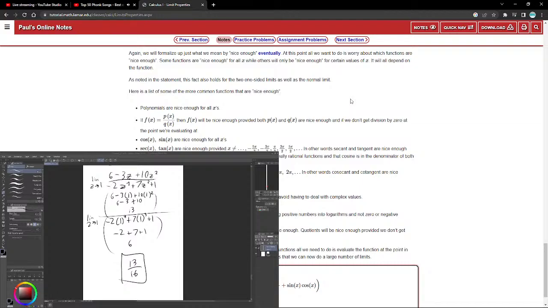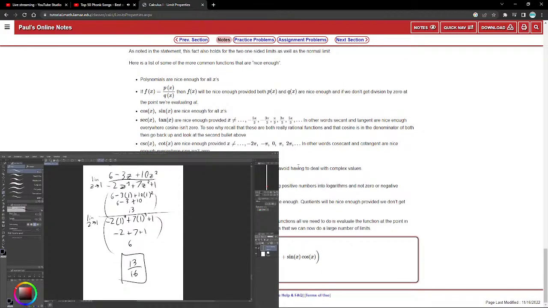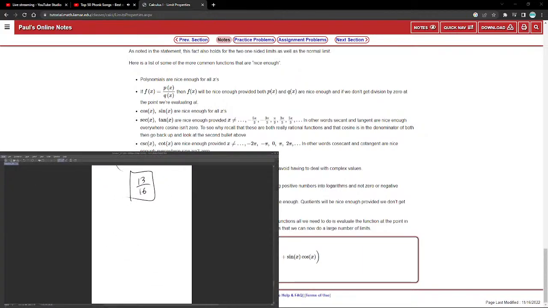The last bullet is important. It means that for any combination of these functions, all we need to do is evaluate the function at the point in question, making sure that none of the restrictions are violated. This means that we can do a large number of limits. Evaluate this. Okay.